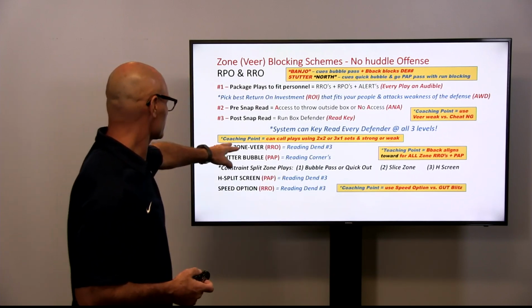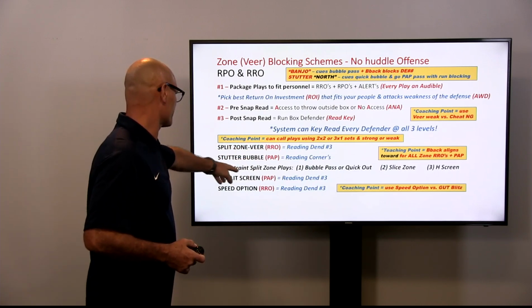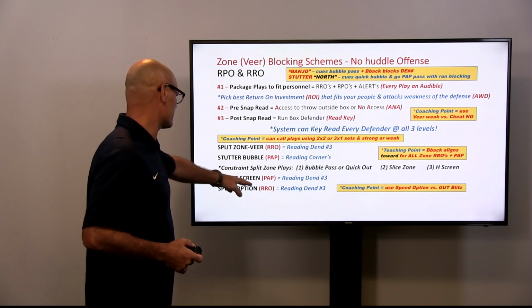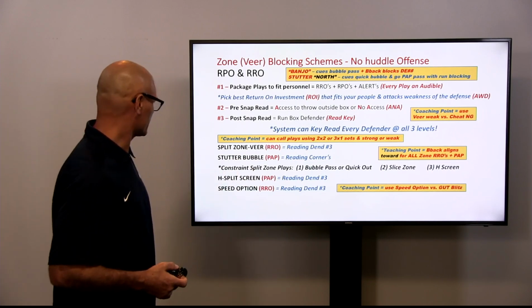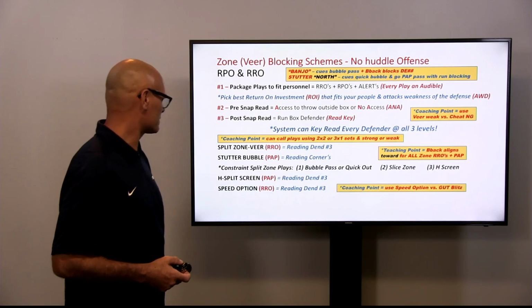So specifically, we're going to talk about the split zone, but we've adapted to a Veer concept. Then we'll add a stutter bubble, and then some additional constraint plays would be an H-back split screen we got from Penn State, and then a classic speed option.